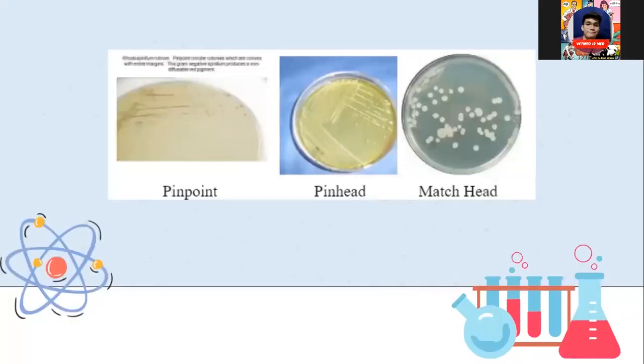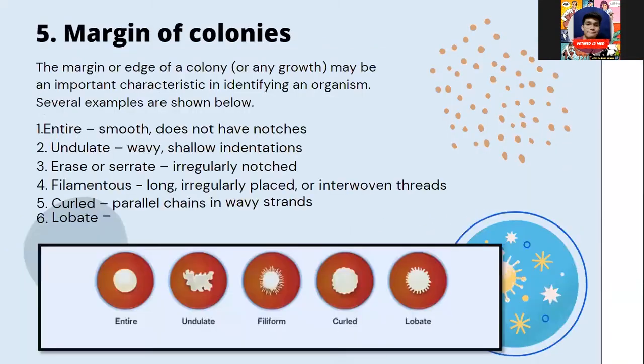Next is margin. It describes the shape of the edge of the colony when magnified. The margin or edge of a colony or any growth may be an important characteristic in identifying an organism. Several examples are shown below.